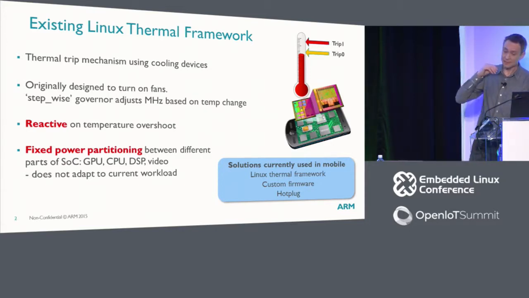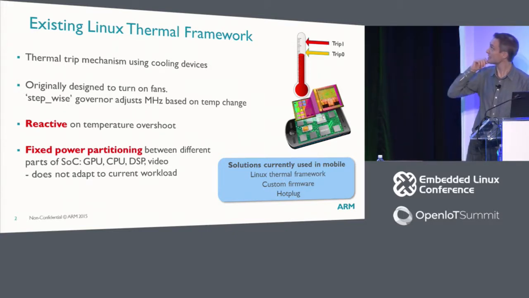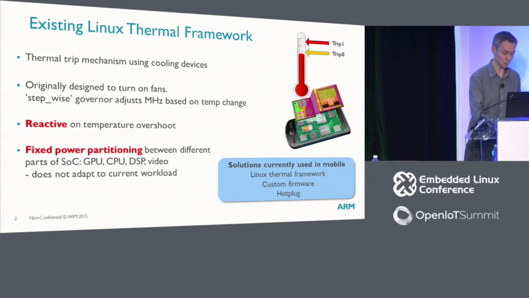Typically in mobile devices, we might see the thermal framework used. We might see some custom firmware being run, either in user space or maybe even on a separate CPU in the system. Or we might see hot plugging. Hot plugging is used in some consumer devices as a sledgehammer approach. If you've got a multi-core system, you just take out one of the running CPUs, wait for it to cool down a bit, then maybe reinsert it. But hot plug, of course, was designed for servers. It's not really designed for thermal control of consumer products.